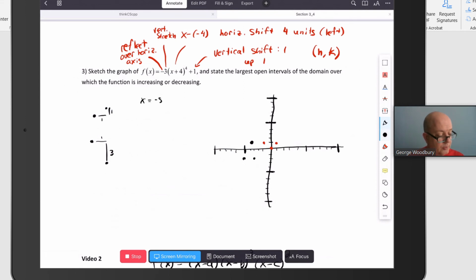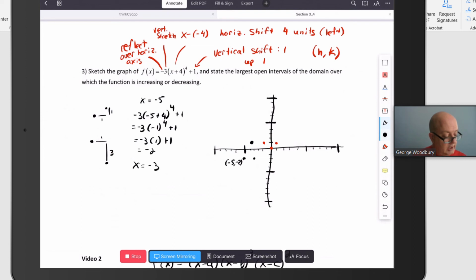To the left of negative 4 is negative 5. And to the right of negative 4 is negative 3. And I'll do both of those. So this would be negative 3 times negative 5 plus 4 to the 4th power plus 1, which is negative 3 times negative 1 to the 4th power plus 1, which is negative 3 times 1 plus 1, or negative 2. And you'll see that my point I do have right here is at negative 5, negative 2. I could do the same thing with x equals negative 3. I'm going to get the same result.